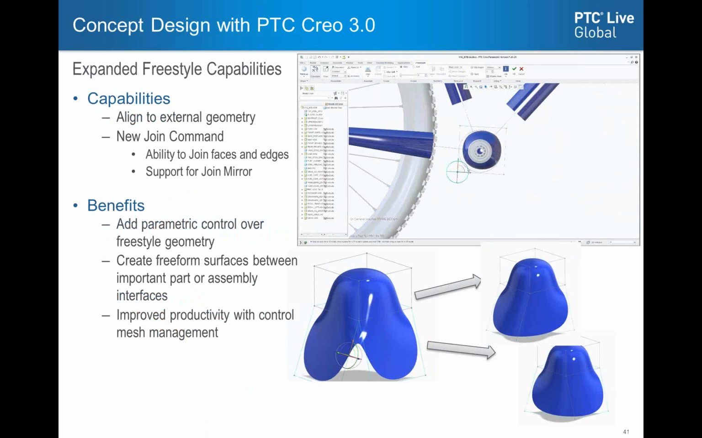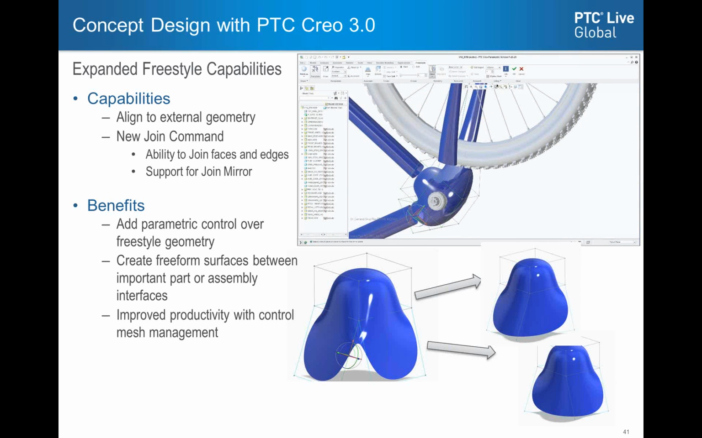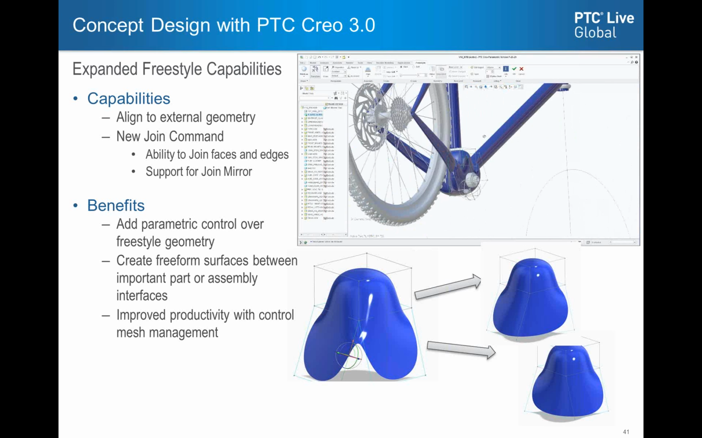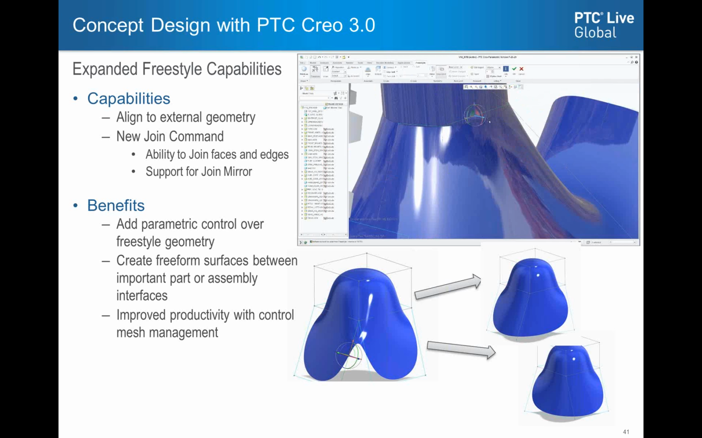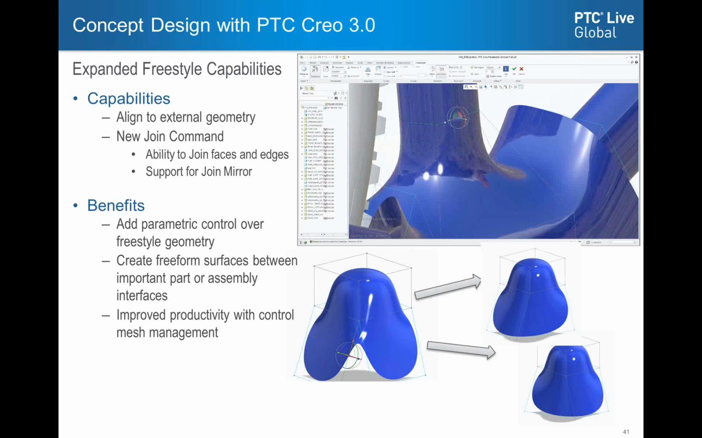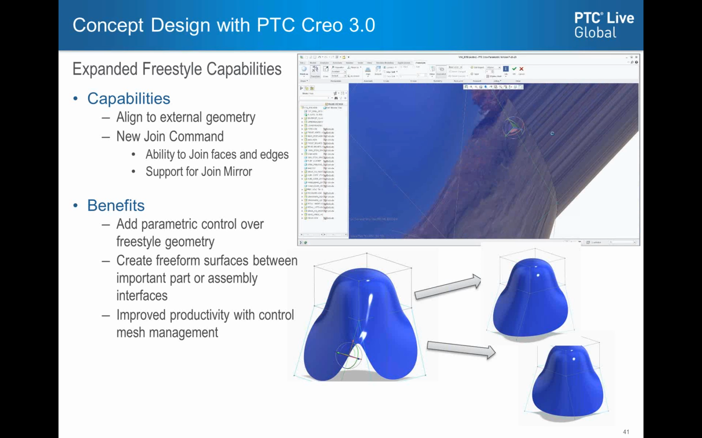The final area of concept design that we've worked on is inside Freestyle. So Freestyle, as I said, is a tool for very quickly building out freeform geometry. One of the problems with Freestyle is that there are no dimensions in it to control it. So it's very difficult to say whether I want something an exact dimension. What we've added inside Creo 3 is the ability to now constrain your freestyle geometry to existing parametric geometry.